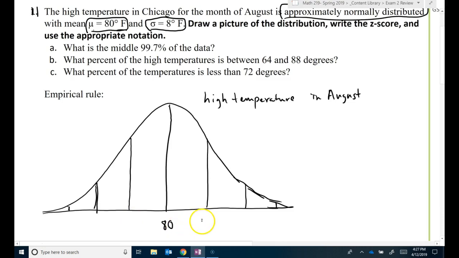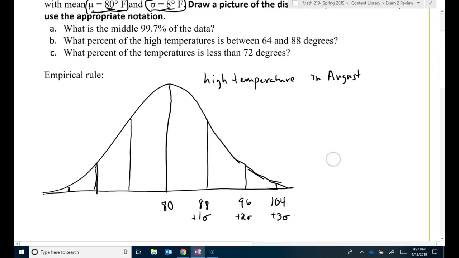Now, one standard deviation above the mean is going to be 88. What is that? That's 80 plus 8, plus 1 standard deviation. Then the next one, 96, that's plus 2 standard deviations. And then 104, that's plus 3 standard deviations. That's hot for Chicago. It's not hot for LA, but it's hot for Chicago.